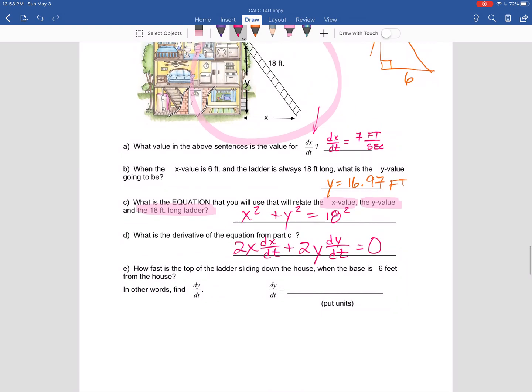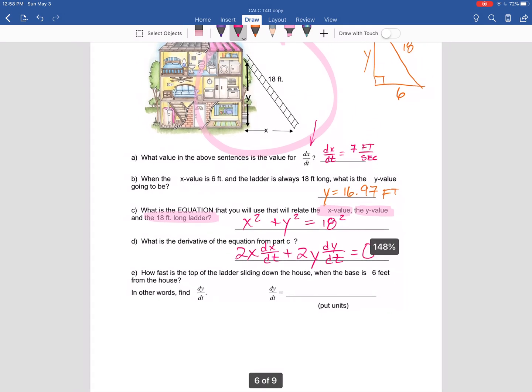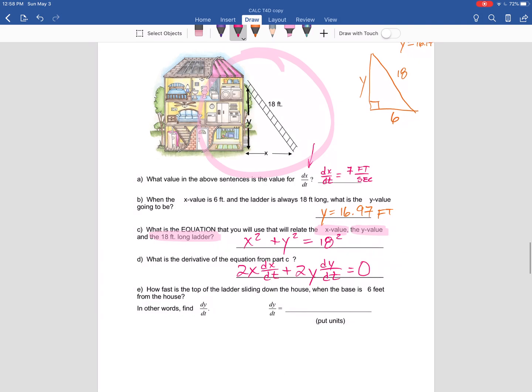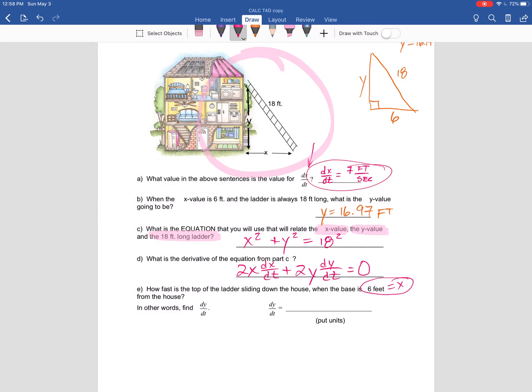First of all, do I know an x value? Yeah, I do. It says when the x value is 6. Okay, good. I got x equals 6. That's right here. Do I know a dx dt? Yeah, it's 7. Right there. Do I know a y value? Yeah, it's 16.97. Great. The only thing I'm looking for is dy dt.